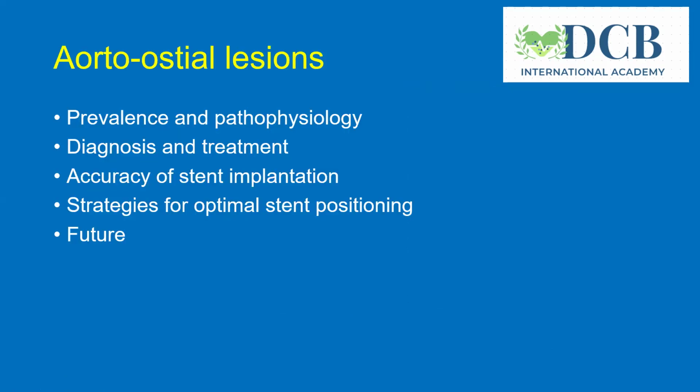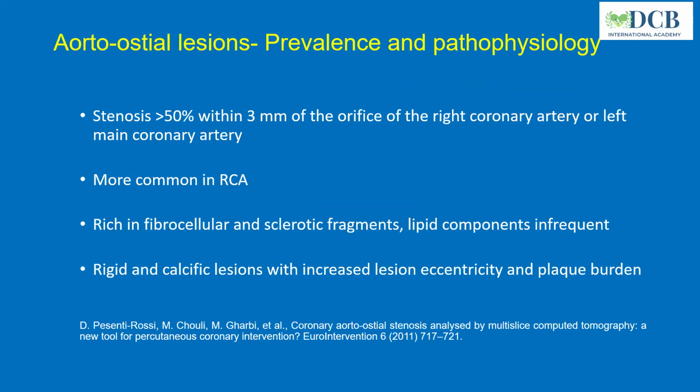So now going to the theory part of it. Aorto-ostial lesions. The definition is more than 50% stenosis within 3 millimeters of the orifice of the right coronary artery or left main coronary artery. It's more commonly seen in the right coronary artery. The pathology is more rich in fibrocellular and sclerotic fragments. The lipid components are relatively infrequent. They are more rigid and calcific, difficult to treat.